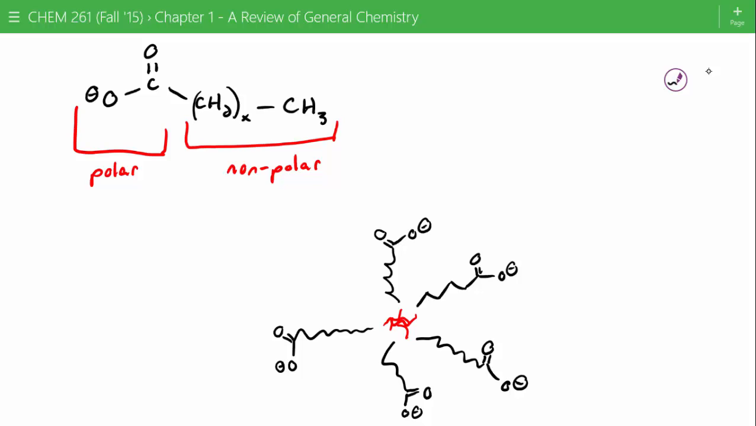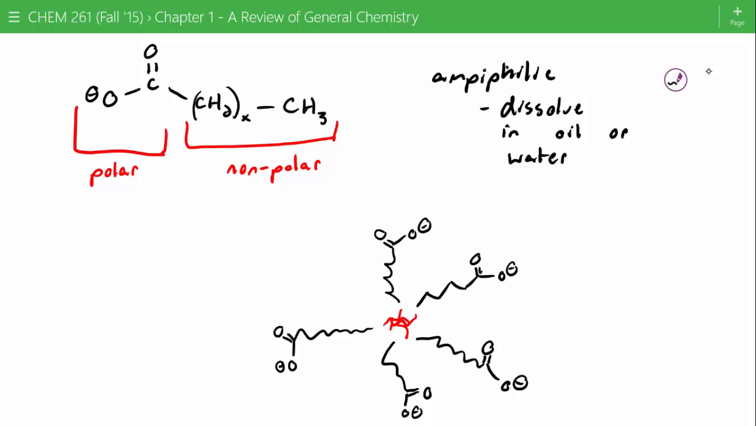But this is kind of a unique property where some molecules are amphiphilic, meaning they dissolve in oil or water. They don't really have a strong preference towards either one.